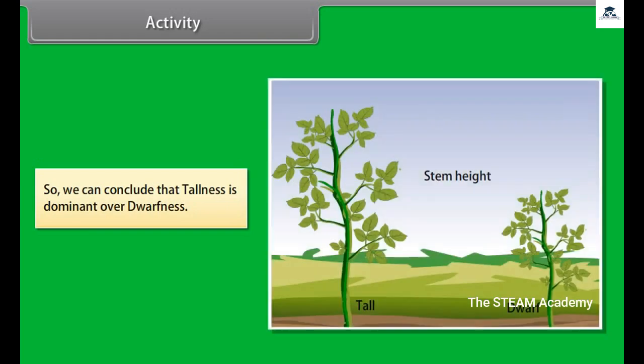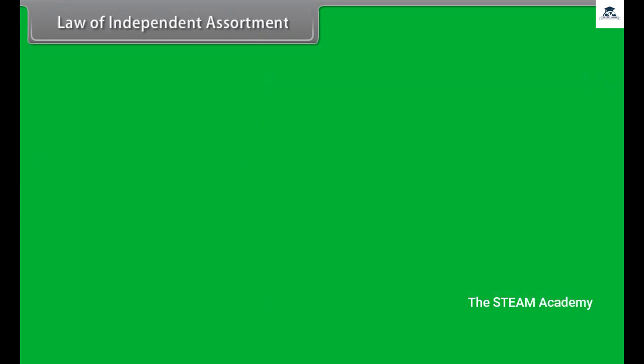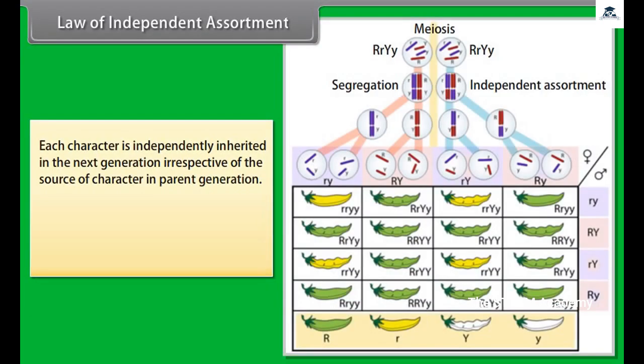So we can conclude that tallness is dominant over dwarfness. Law of independent assortment: each character is independently inherited in the next generation, irrespective of the source of the character in the parent generation.